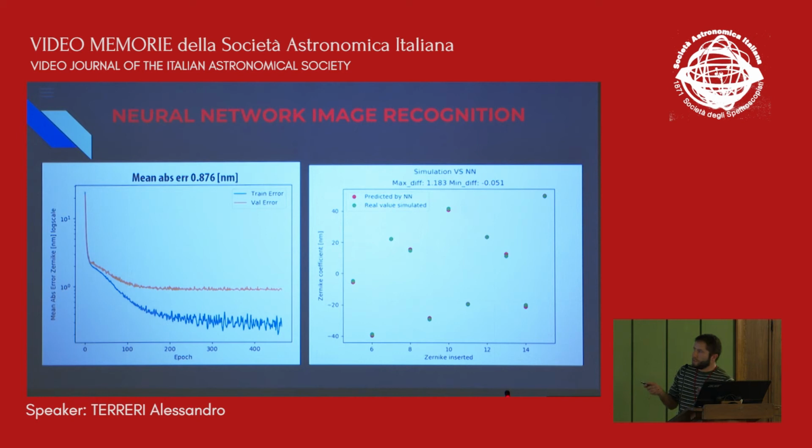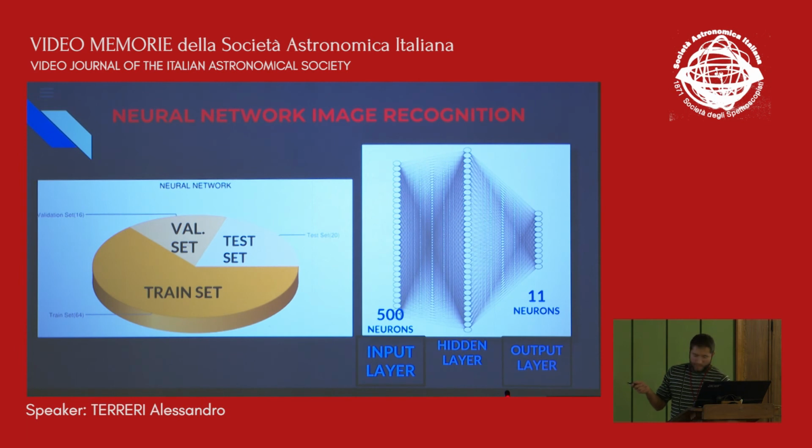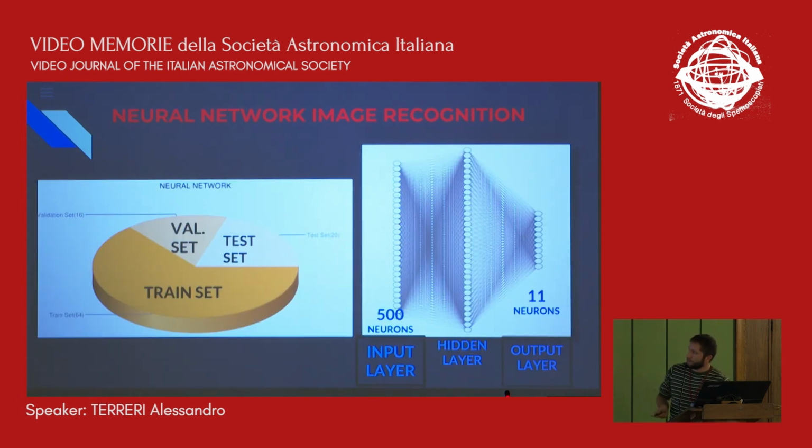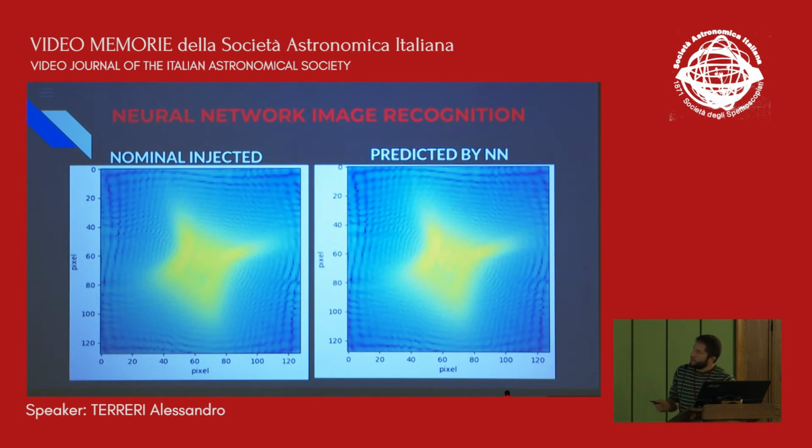So in this way, for example, taking one image of the test set, we are able to predict, so to understand if it's working or not. And as you can see, probably not, but because they are so overimposed, one over each other. With the red dot, we have the one predicted by the neural network, and the green one is the nominal injected one, corresponding to one of this test set. So, this is what at the end we obtain.